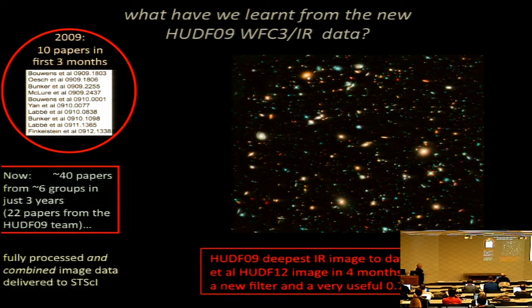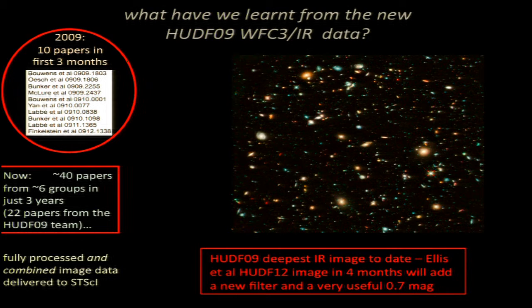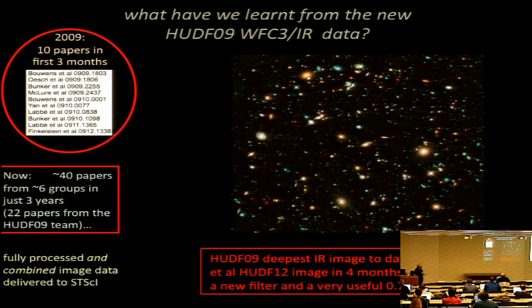And the advantage of having the public data set, I think, was immediately obvious to a lot of people. This was the number of papers that came out in the first 3 months, 10 papers on results from this field. And the competition spurred a lot of activity, but it also enabled a lot of cross comparison and ensuring that the data sets, the results had veracity, quality, etc. And this area is now something like 40 papers in a little under 3 years, and about half of those from our team. And there'll be a further image that will take this deeper, which will be taken over the next few months.